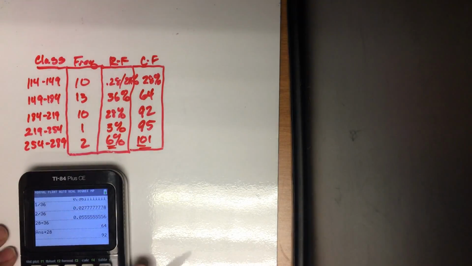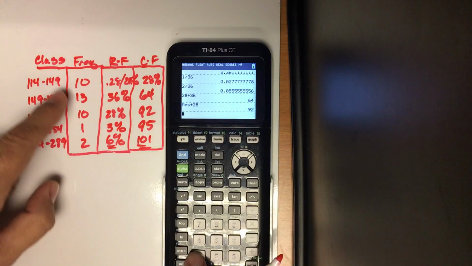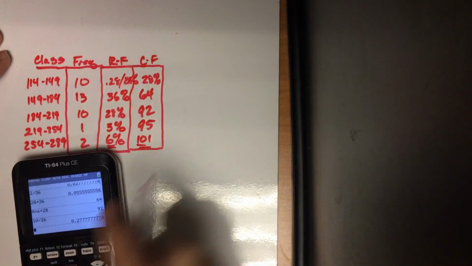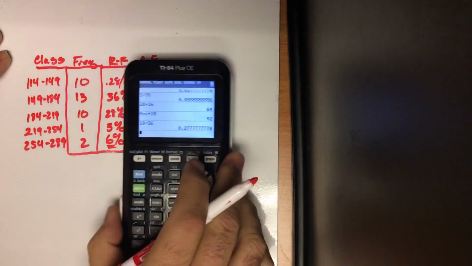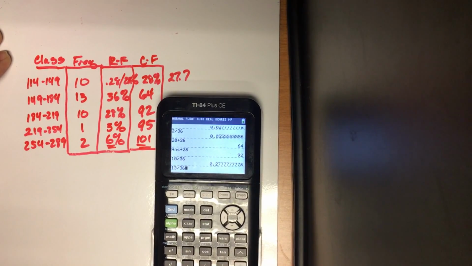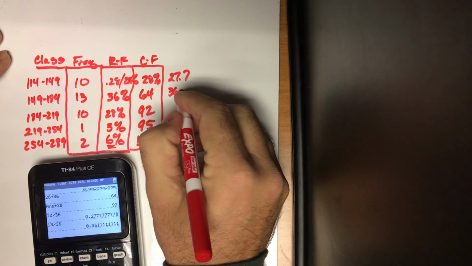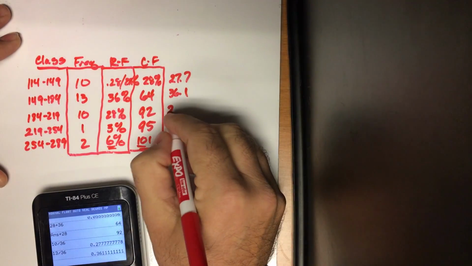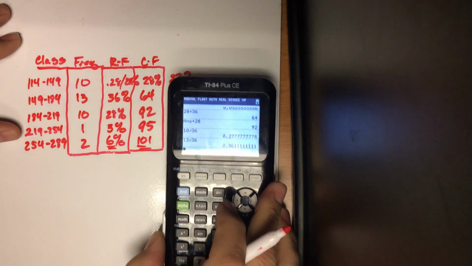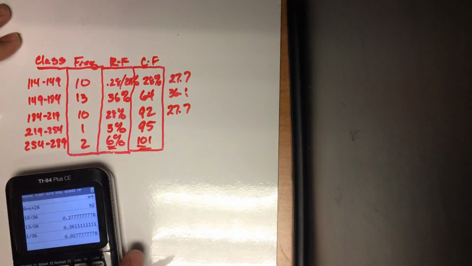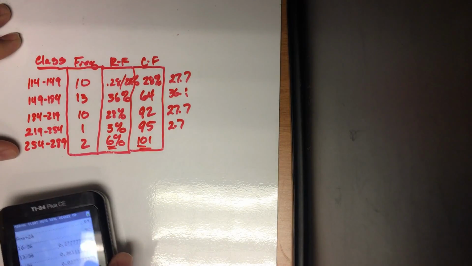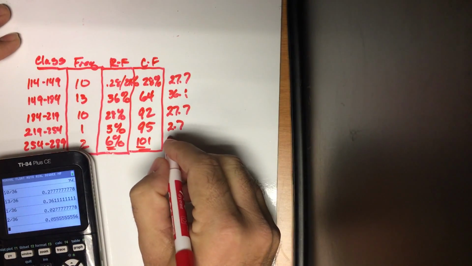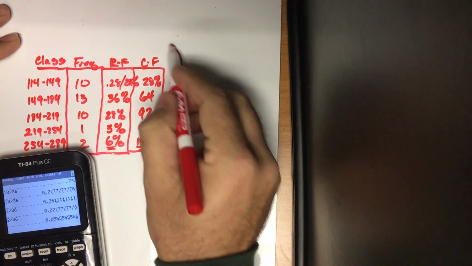So if I go back, 10 out of 36 is 27.7. So if I called that 27.7%, and then 13 out of 36 was 36.1, and then 27.7 again, and then 1 out of 36 again, so that's 2.7, and then 2 out of 36 was 5.5, 5.6. So this would be a better answer for that.